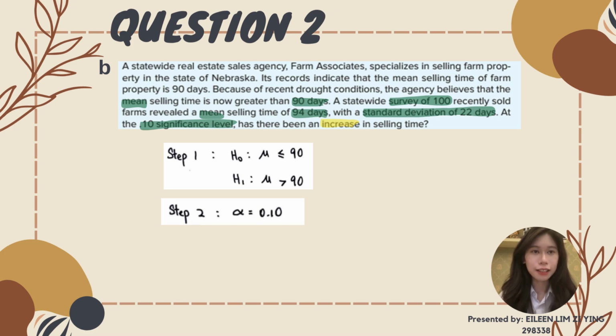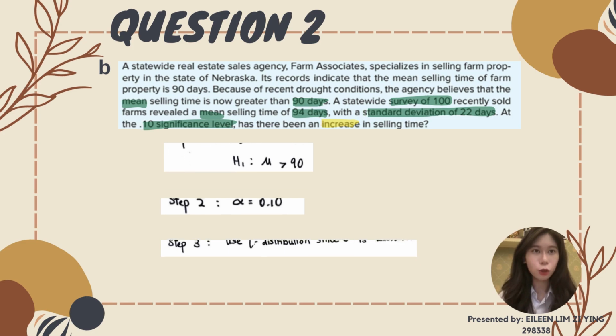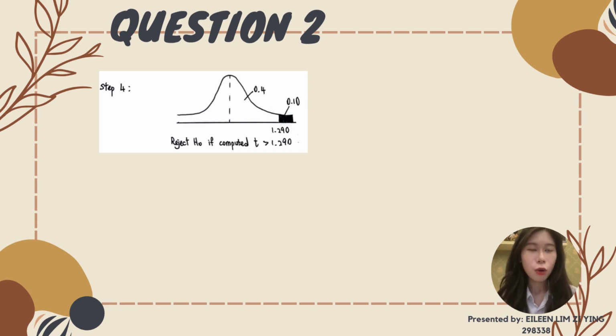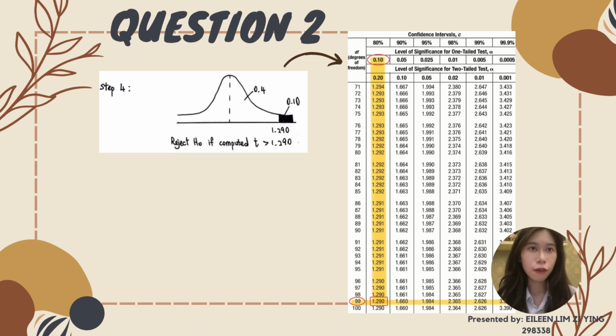Step 2 is select the significance level, which is alpha equal to 0.1. Step 3 is decide the test statistic. Here we use the t-distribution since sigma is unknown. Step 4 is formulate the decision. We can draw the one-tail graph and shade the right tail to show the rejection area. After that, we refer to the t-table. We look at the level of significance 0.1 intersecting with degrees of freedom, which is 99. You can see that they intersect at 1.290. Then we can reject H0 if computed t is bigger than 1.290.